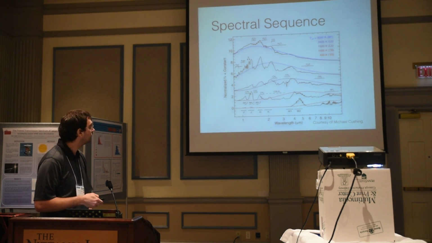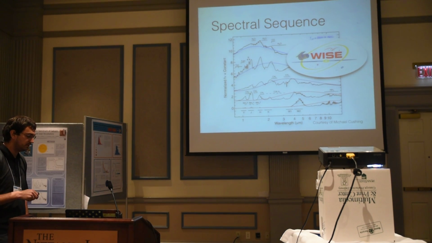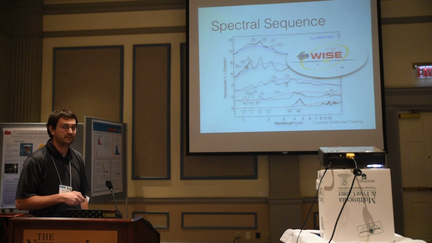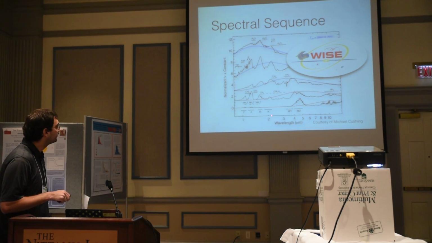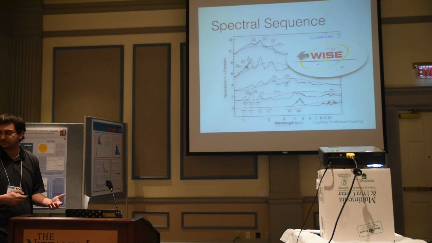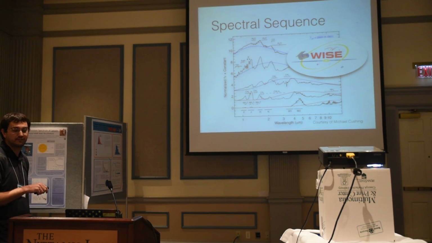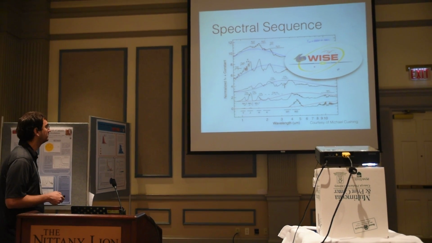So enter the WISE telescope, which had two pass-bands specifically designed to find these cold types of objects. The first one is channel 1, I've labeled it down here, which coincides with this deep methane absorption feature where there's really not much flux at all. And channel 2, which coincides with this region that's relatively free of opacity at 4.5 microns.